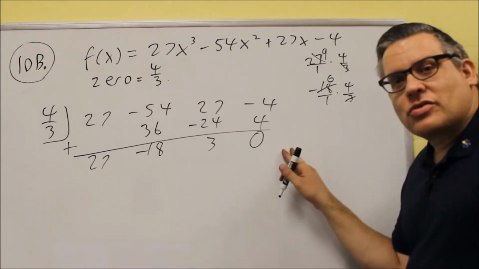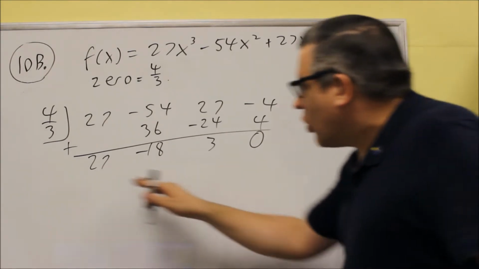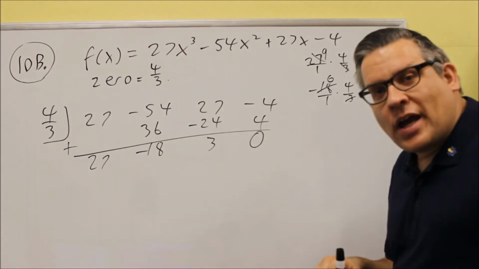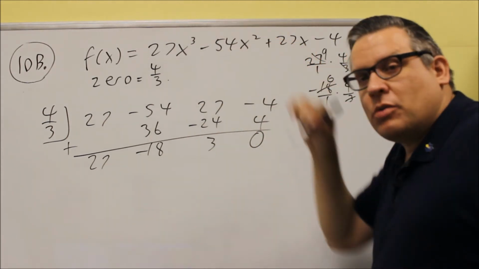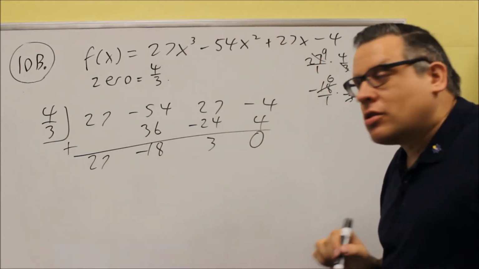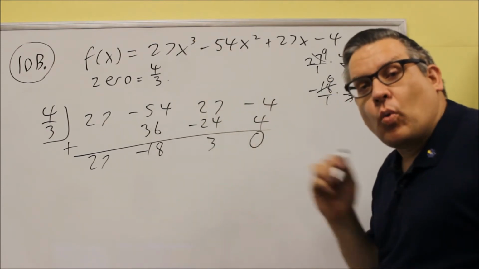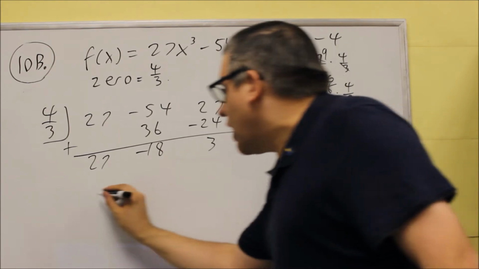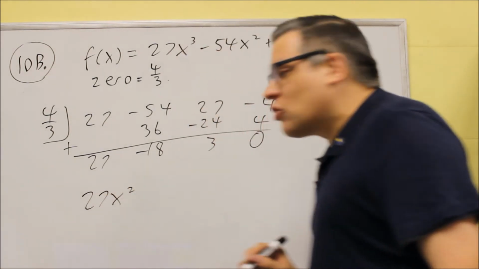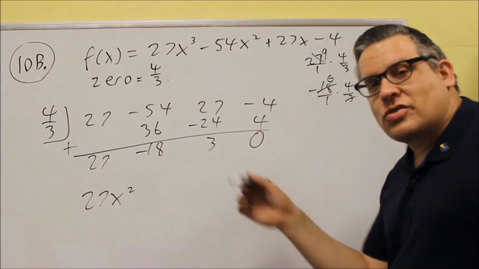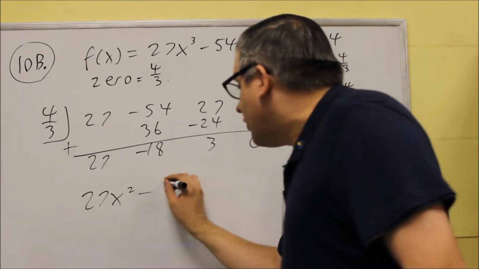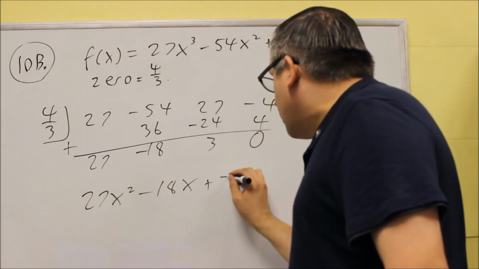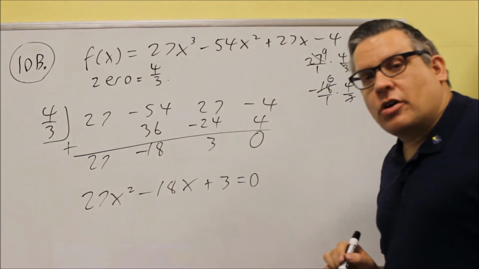So once we have this complete, we're going to now put the x's back in. Originally it was a cube. Every time you do synthetic division, it's going to drop your power down by 1. So these will be the coefficients for a quadratic. So you're going to have 27x squared, and then the rest of these just descend down by 1. So you have negative 18x plus 3 equals 0.